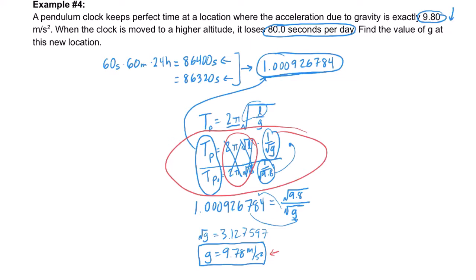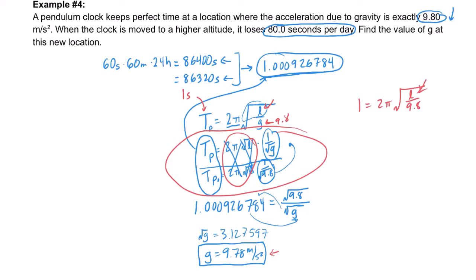Now, there are other ways to do this, right? You could make an assumption, for example, that the period is 1 second, right? And you could say the period is 1 second. In order for the period to be 1 second, then what does the length need to be if gravity is 9.8, right? And so we could have gone 1 equals 2 pi square root of L over 9.8. And then you could solve for L.